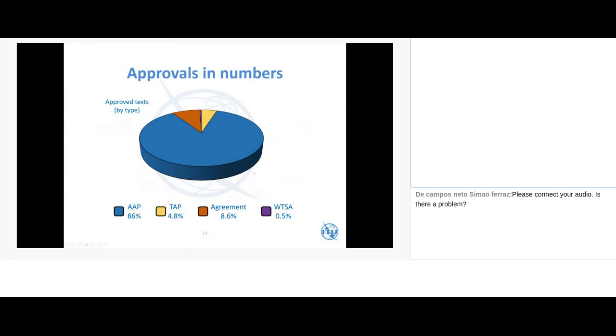Just to give you an idea of how many texts are approved by each mechanism, you can see that we're strongly dominated by AAP. This is an indication that we're strongly dominated by technical standards. We do other types of standards, and there's also a reasonable proportion, so about 8 to 10% of our texts are approved by agreement. So these are informative texts to support the work, but are not standards themselves.